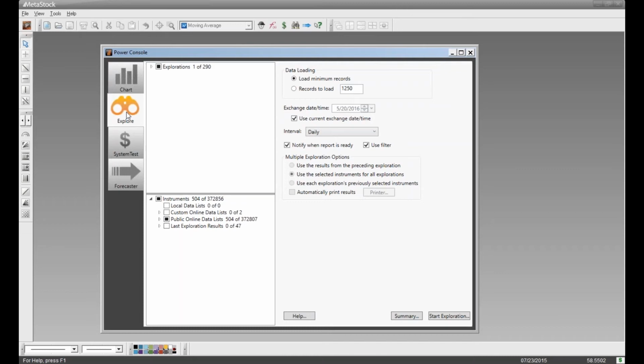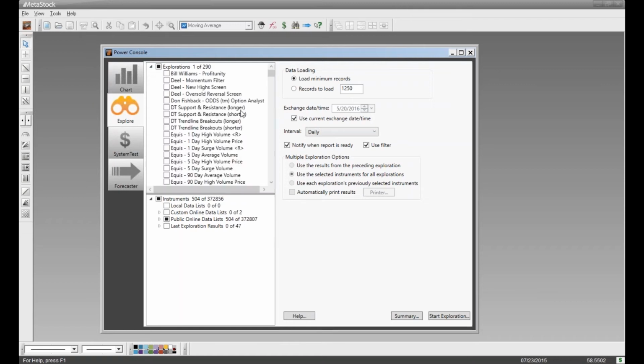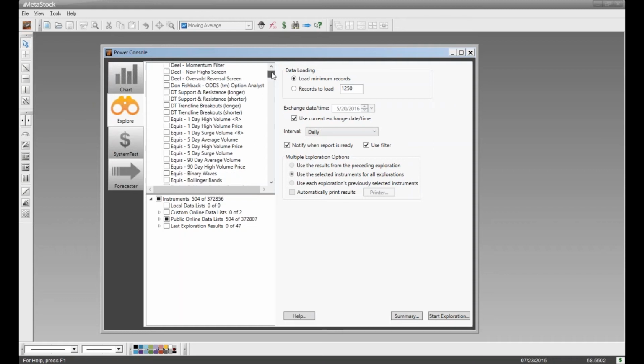But also we have quite a few of them that come right out of the gate. So we have around 200 explorations that you can run. I have a few more than that, but that's because of some of the add-on systems that we create using these professional traders that have their system built within MetaStock. However, just looking at what is built within MetaStock, there's quite a lot that we can do.